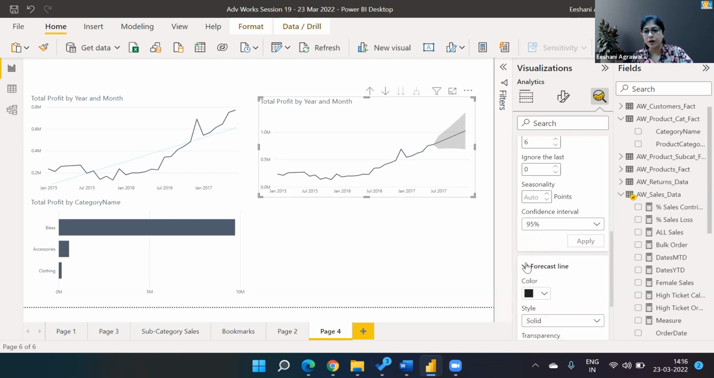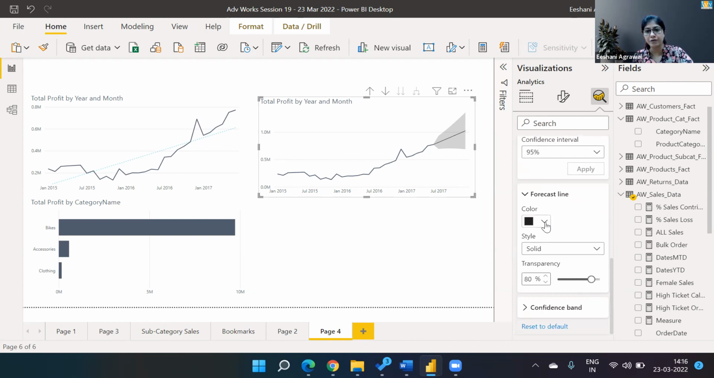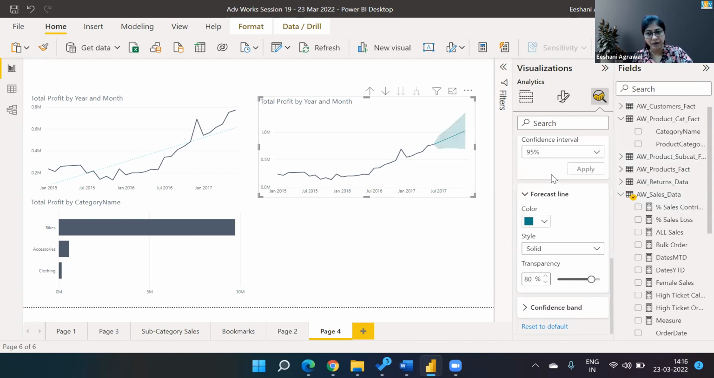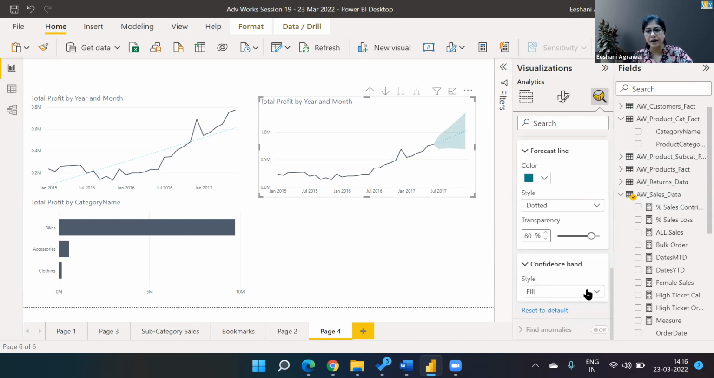And forecast line, again, if you want to change something. So typically, I like the forecast line also to be of a different color, just like how I had the other line. What is the style? Let's say I want again the dotted one to be there. Then this is again the confidence band. Do you want it filled? Do you want a line to be there? This is the line then. Or do you want it to be filled? Do you want nothing? It depends on that.